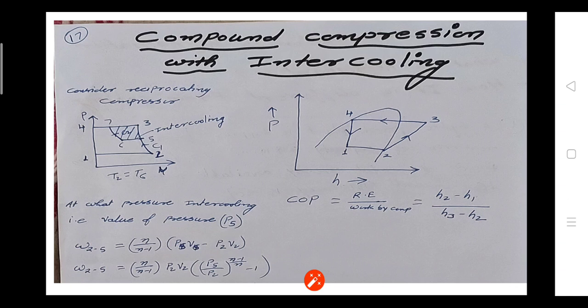In the last lecture, we have seen the modification of the simple VCR cycle for increasing the COP of the refrigeration system and to ensure the proper function of the refrigeration system. Now in this lecture we will discuss compound compression with intercooling, or multiple compressors used in the VCR cycle or the refrigeration system.